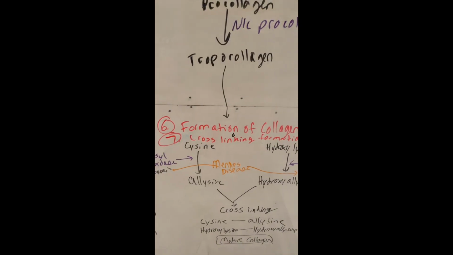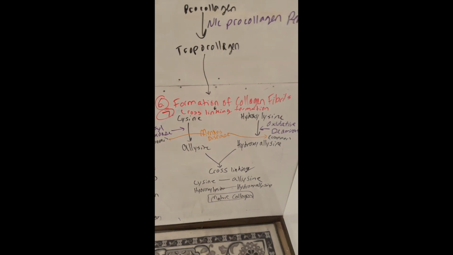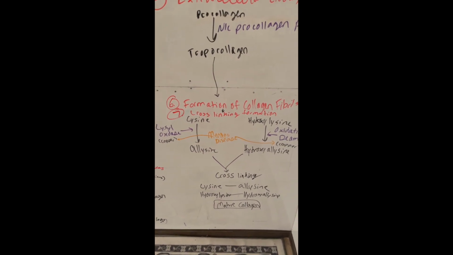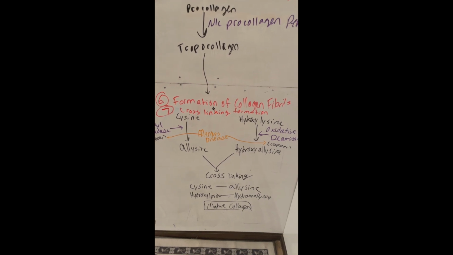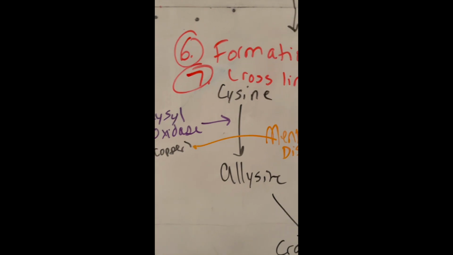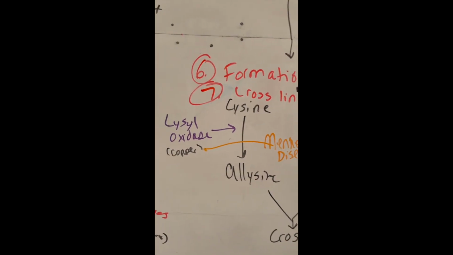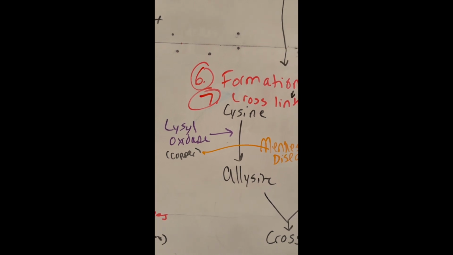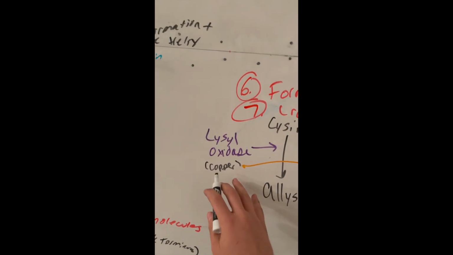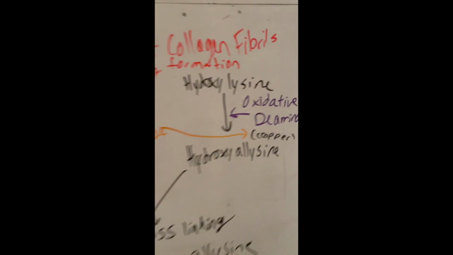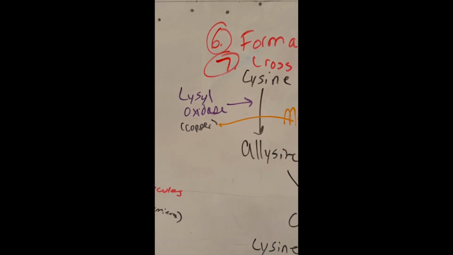Now we have step 7. What is step 7? It's the cross-linking formation. What is cross-linking formation? Linking the collagen fibrils to each other. How are we going to do this? Okay. So we know lysine is going to turn into allysine, right? Using lysyl oxidase, which needs copper. This is very important. Remember that lysyl oxidase and oxidative deamination, they need copper. This is a copper enzyme.